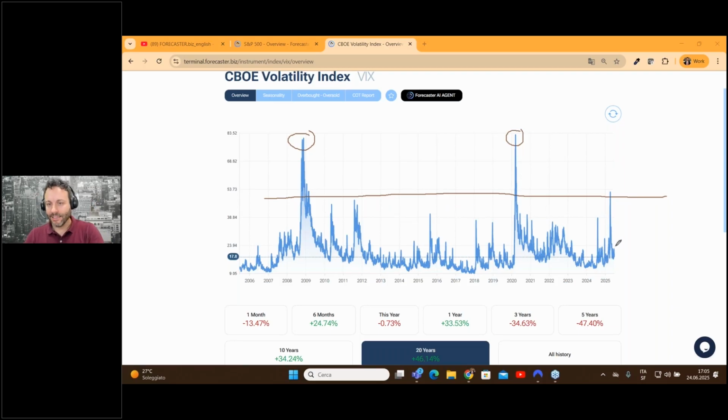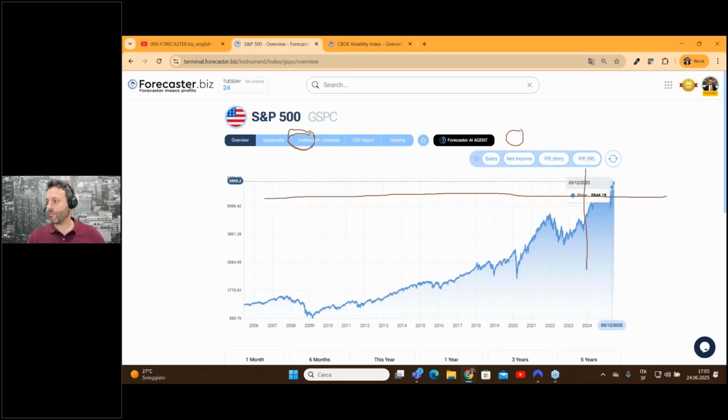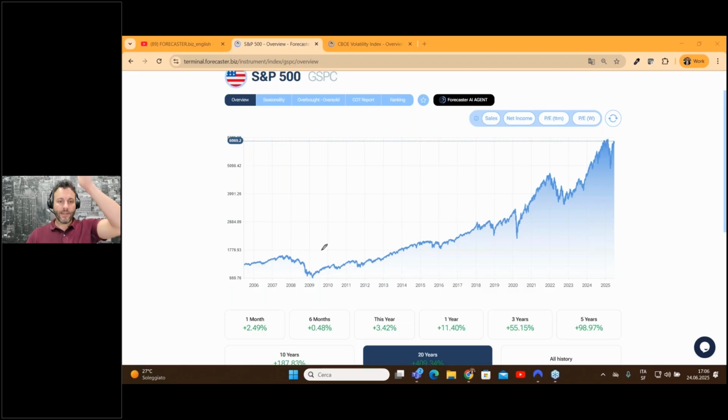And until 2024, we only had two major peaks in the volatility index, in the VIX. One was between 2008 and 2009, and the other one, of course, was in 2020. If we go to the S&P 500, we can definitely see that these peaks on the VIX tell us when the market, the S&P 500, is making a very important low. Okay, we had it between 2008 and 2009. We had it with COVID in 2020.